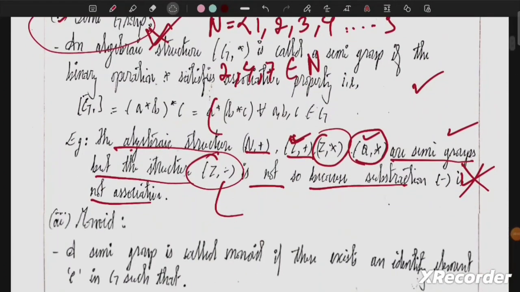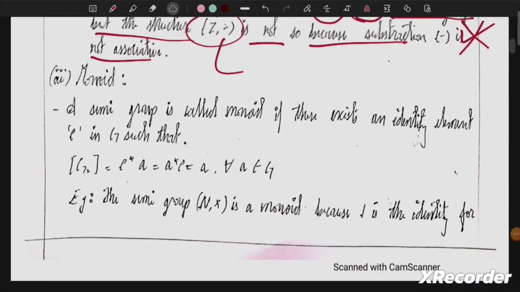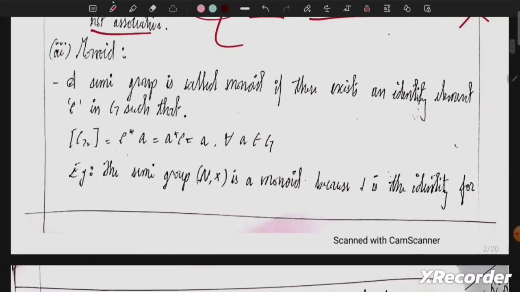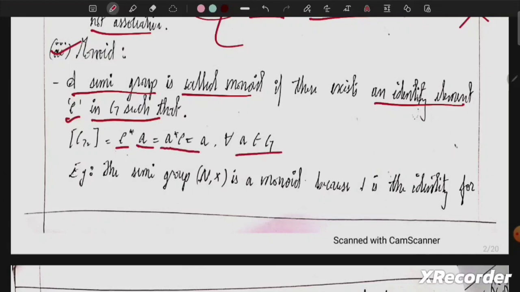Now let us see for monoid. A set should satisfy the closed property and it should also satisfy the associative property. And if there exists an identity element, then it is called a monoid. A semigroup G is called a monoid if there exists an identity element E in G such that E star A equals A star E equals A, such that A belongs to G.